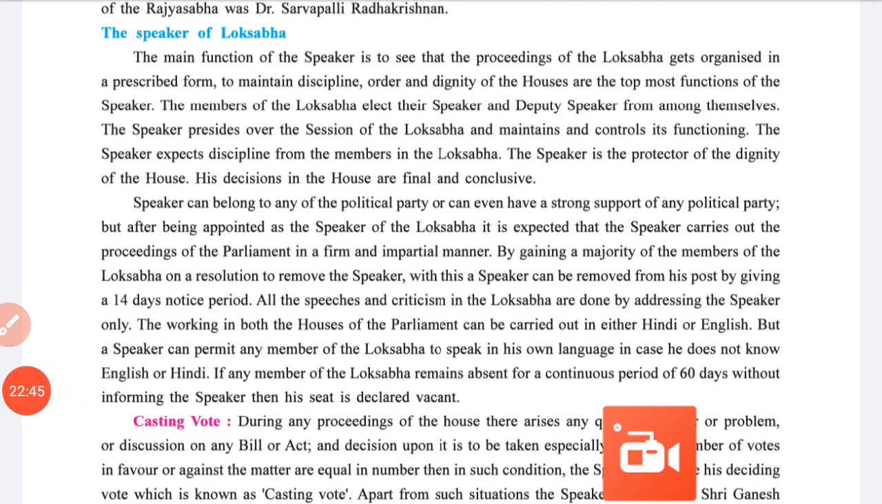The Speaker expects discipline from the members in Lok Sabha. The Speaker is the protector of the dignity of the House. His decisions in the House are final and conclusive.